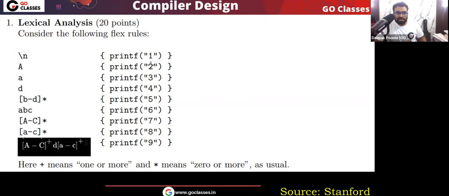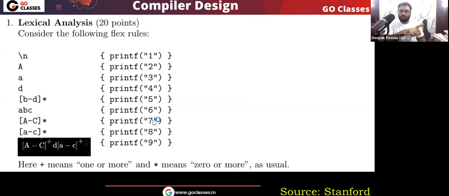In this question, some lexical rules are given to us. These are the tokens, token 1 to token 9, and these are the associated regular expressions. Also notice one thing, this new line character. For this new line character also, in this lexical analyzer, we are generating a token, token 1.